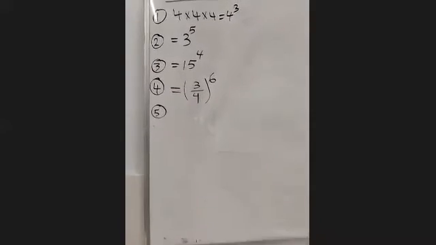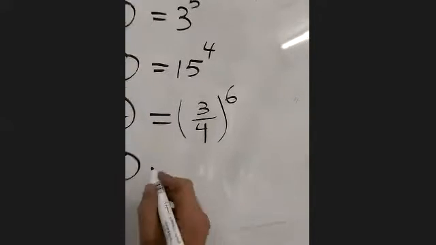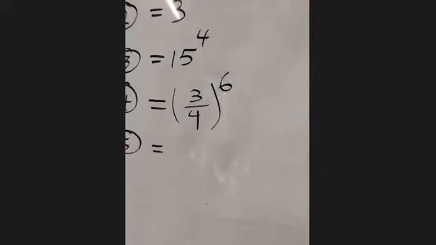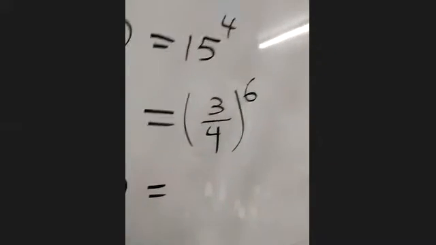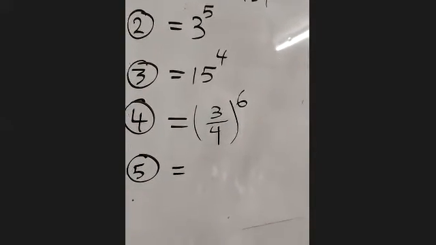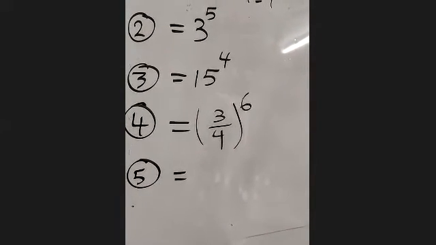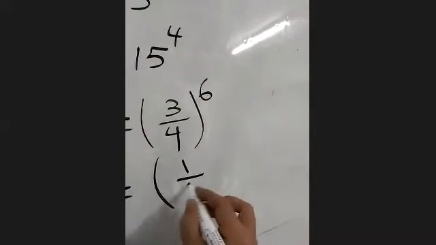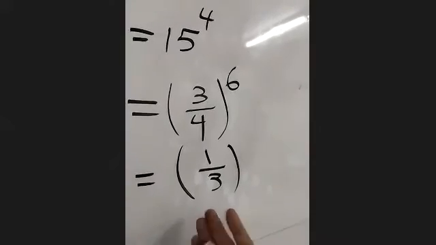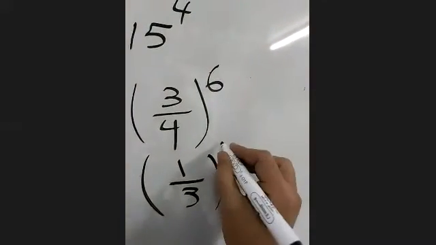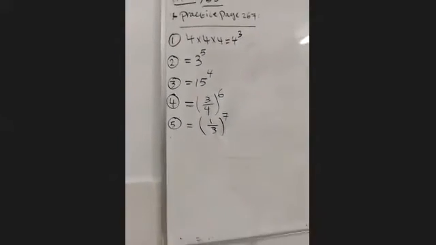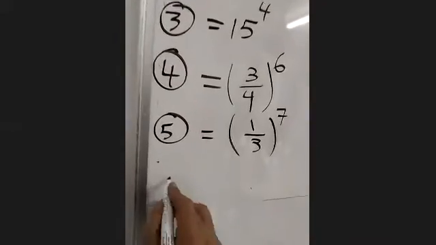Okay. 1 over 3, multiply 1 over 3, multiply 1 over 3, multiply 1 over 3, multiply 1 over 3, multiply 1 over, I think it's 1 over 3 to the power of 7. Good. Bracket 1 over 3 inside the bracket, and we have 7 of them, so it will be 1 over 3 to the power of 7. Good boy. Question 6.